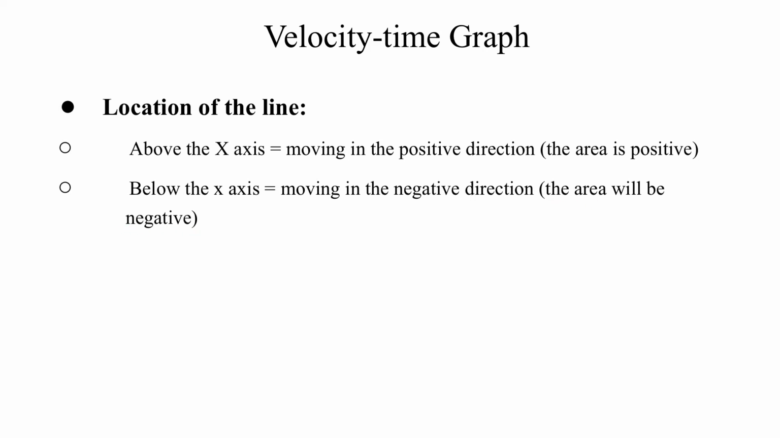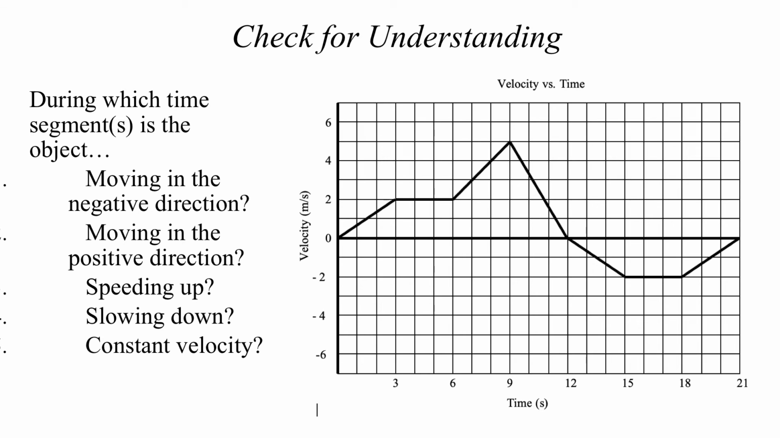Okay. All right, so now let's do some examples, and you have this same graph on the bottom of your note sheet. So we're going to look through here first and look at this graph in terms of what it's doing. So we want to look for first, when is it moving in the negative direction? So in what time segments is it doing that? So when it's moving in the negative, we want to look for when it's below the x-axis. So it starts going below at 12 seconds, and then it stays below there all the way to the end at 21 seconds. So 12 to 21 seconds would be the answer for the first one.